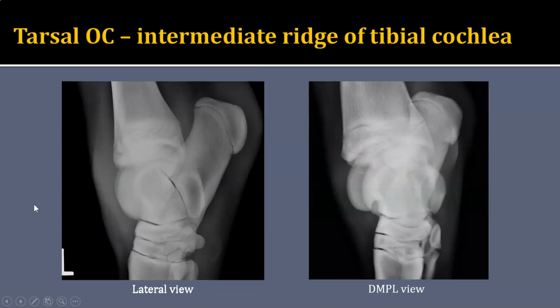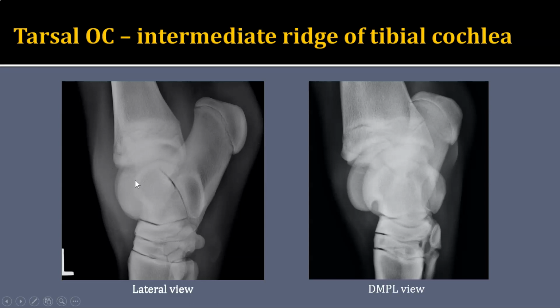Here is a different patient where we also have a lesion of the intermediate ridge of the tibial cochlea. So on the lateral view in this patient, there is quite a bit of marked intracapsular soft tissue swelling that is really centered on that tarsocrural joint. It does extend down towards that proximal intertarsal joint.